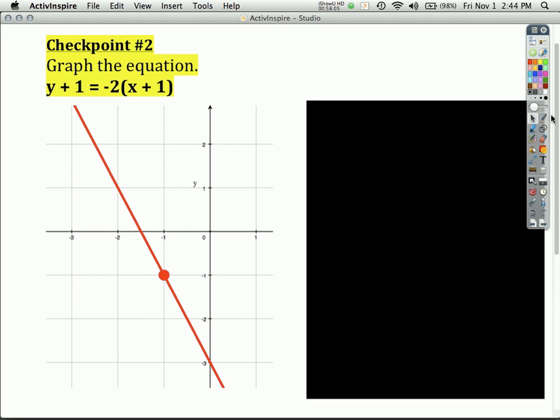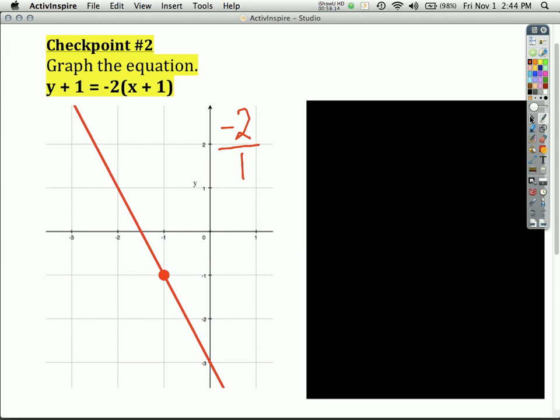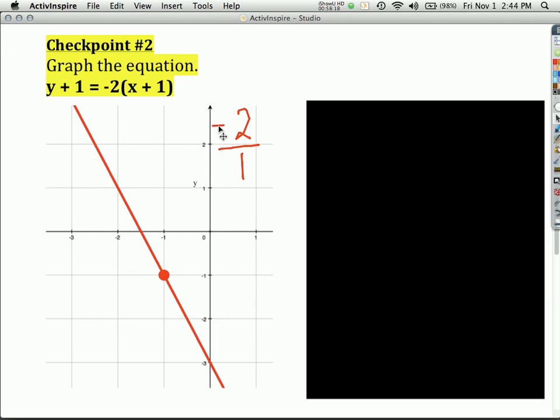And here's the thing. Again, I want to talk about negative 2 means negative 2 over 1. And remember that when you have a negative fraction, the negative sign is either on the top or on the bottom. So that means you could either go down 2 to the right 1, or you could go up 2 to the left 1. Either way, you will get the same thing. Okay?